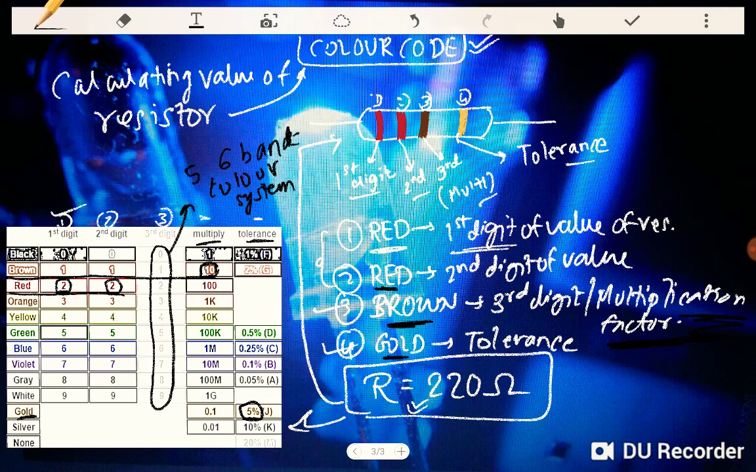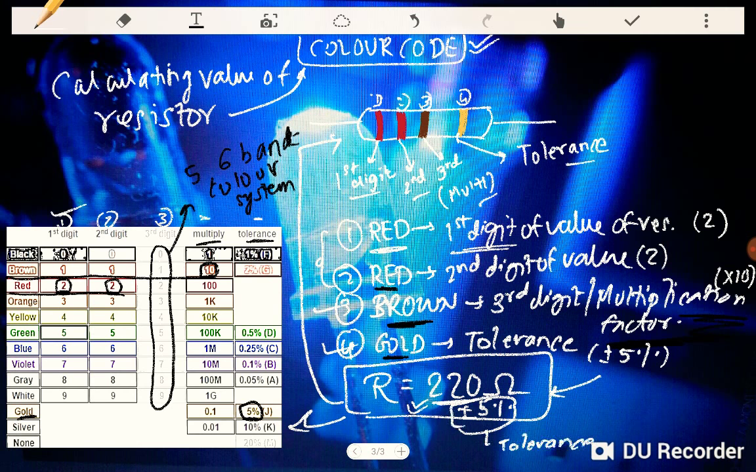Isn't it? So by this, what we get is 2, 2, that is, now I will change my color again here. So what we get is the value 2 here. Here we get the value 2 again. Here we get a multiplying factor of 10. And here we get a tolerance of plus minus 5%. So if we combine all this, we get this thing. Okay, I had just forgot to write this: plus minus 5%. Alright, this is the value of the resistor, and this is the tolerance, fellas.